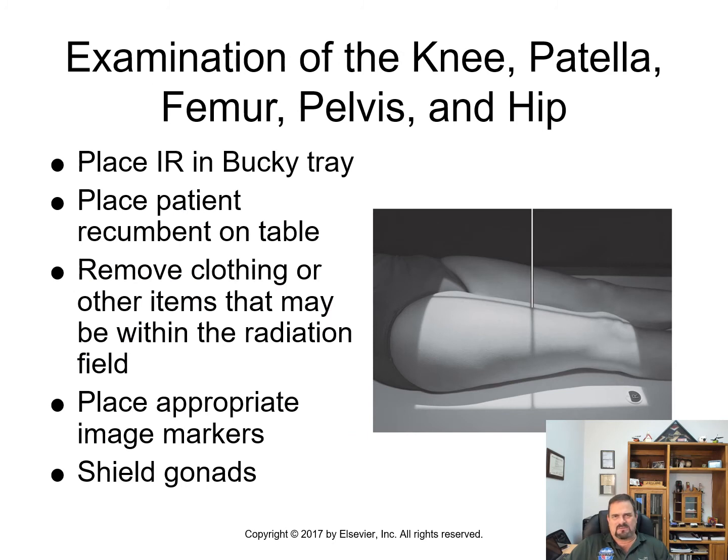Examination of the knee, patella, femur, pelvis. This is a femur, anterior, posterior. Place the IR in the bucky tray. Place the patient recumbent on the table. Remove any clothing or items that may be within the radiation field, and also place appropriate image markers. And we need to shield the gonads. We need to make sure that we've got some kind of coverage here prior to taking the x-ray.